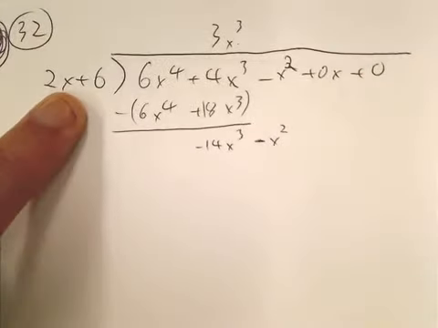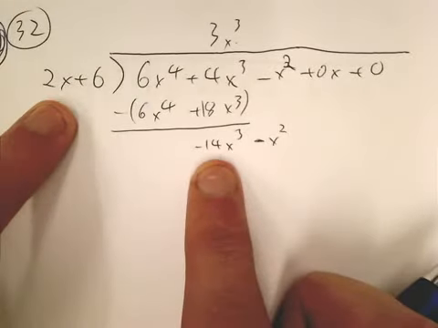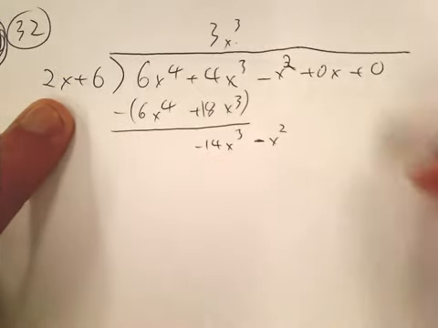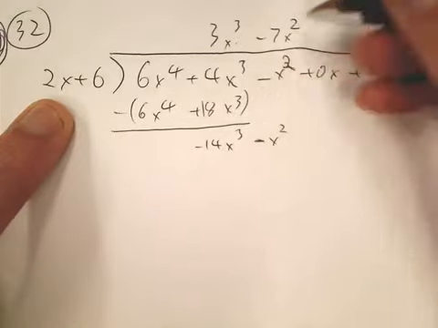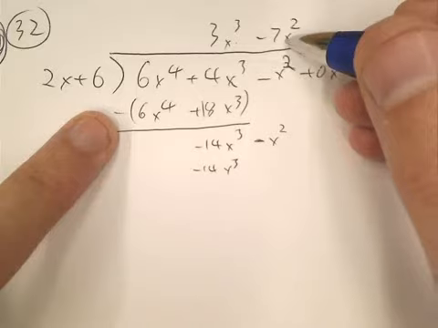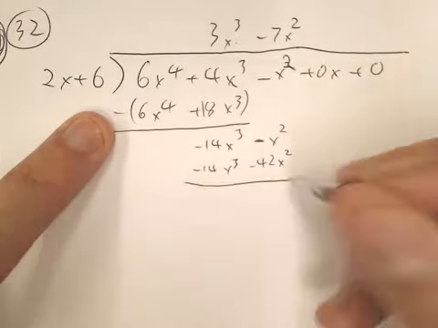Okay, now I really need the next term, so that's the one I'll bring down. Again, look at your leading terms. Take this divided by this. You get negative 7x^2. Leading divided by leading, negative 7x^2. Multiply. Negative 7 times 6 is negative 42x squared.